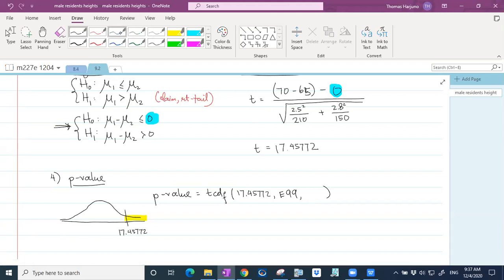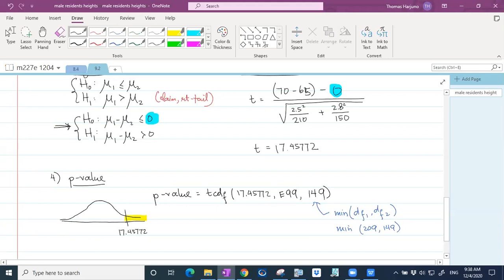Now the degree of freedom you use here will be the smaller of the first degree of freedom and the second degree of freedom. So in this case, we'll use the smaller of 209 and 149. Now, can you follow me so far? Degree of freedom from the first group, 210, is 209. Degree of freedom of 150 is 149. So I will use the smaller one here.